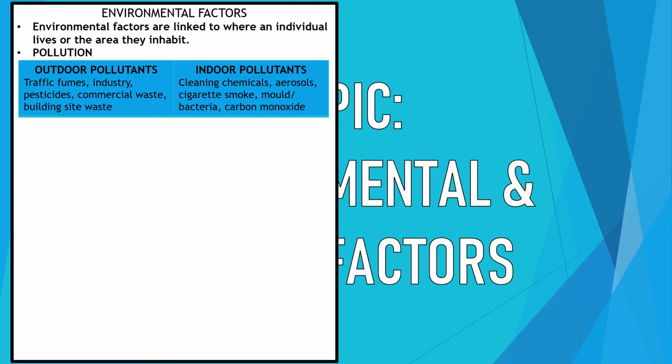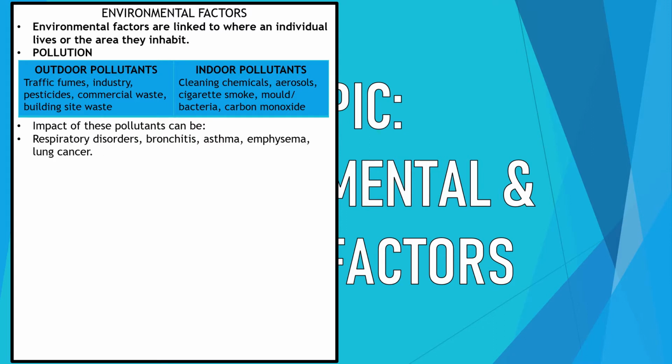Now, pollution can come in a number of ways. We've got outdoor pollutants and indoor pollutants. Outdoor pollutants would be traffic fumes, industry smoke and pollution, pesticides, commercial waste, and building site waste, and issues like asbestos and chemicals that are released there. Indoor pollutants would be stuff in the home, so that could be cleaning chemicals, aerosol sprays, cigarette smoke or secondhand smoke, mold and bacteria, and carbon monoxide. These would all be pollutants that have an impact on the body.